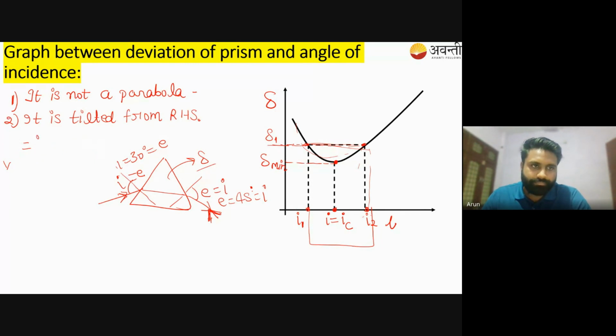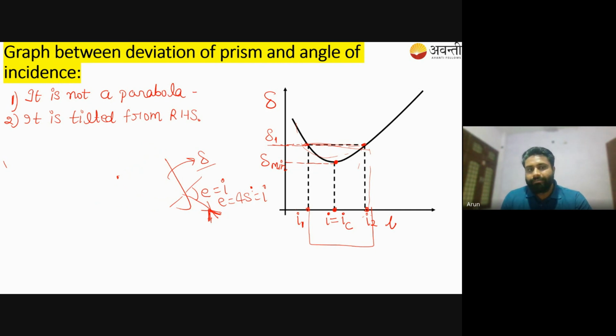Okay, so this is the graph that I want to discuss with you. I hope you are clear with this term. What is this delta minimum and for which angle? One thing more: you have only one angle for delta minimum. So there is only one angle for which you have the minimum deviation. Got it?